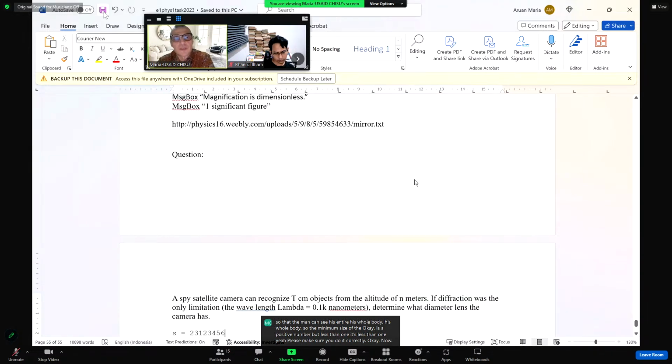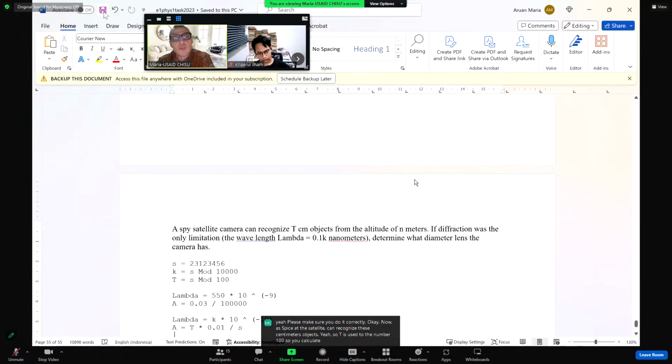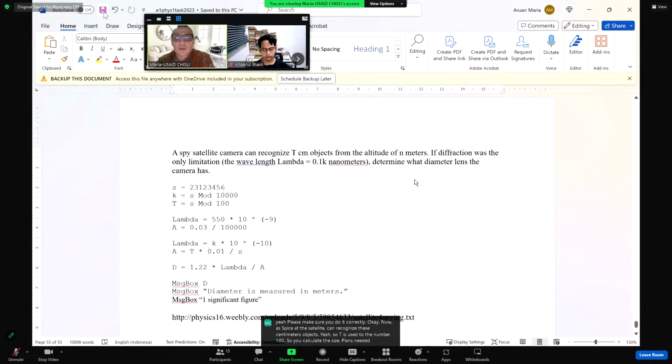Now, a spy satellite can recognize T centimeter objects. T is used as the number mod 100, so you calculate the size of the lens needed. Usually when you calculate, it's between 2 meters and maybe 10 meters, something like that. So if you get, let's say, 1,000 meters, that's probably wrong. Or if you get 1 centimeter, probably also wrong.